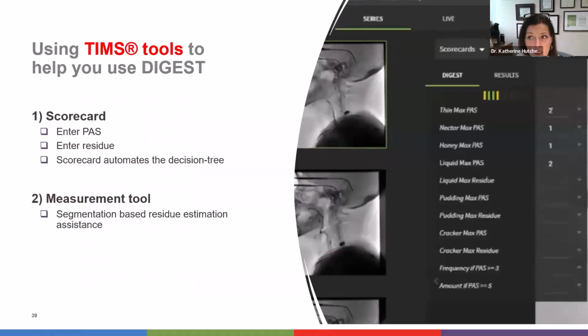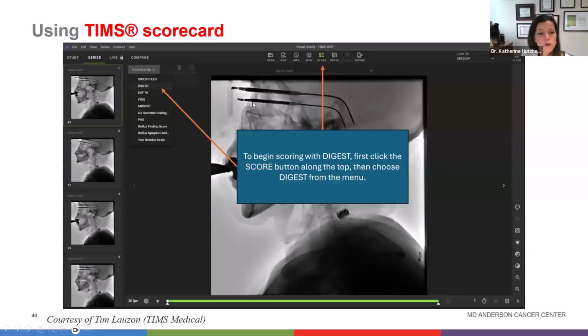Now, for those who are using TIMS, which I would assume is many folks on the TIMS University webinars, there are tools within the TIMS MVP software that I'm going to briefly review that also help you to use Digest. One of those is the scorecard, and you can think of that as the non-paper way of tracking your exam result. The other one is their measurement tool, which can help you feel more confident in residue estimation in some scenarios. So let's look at the scorecard.